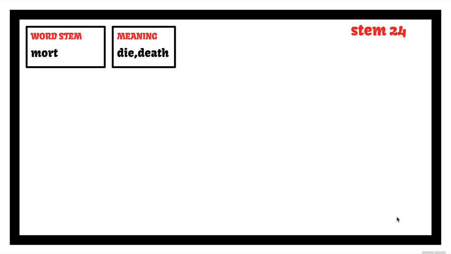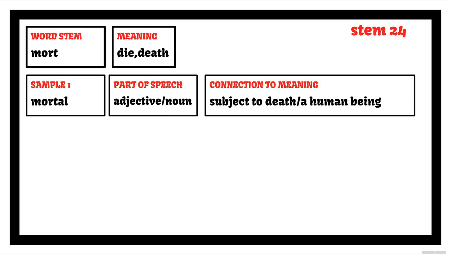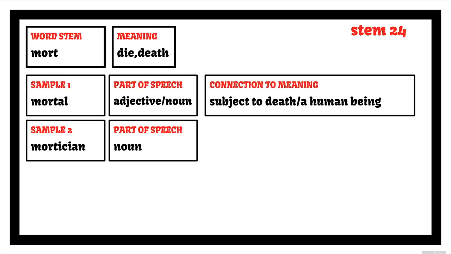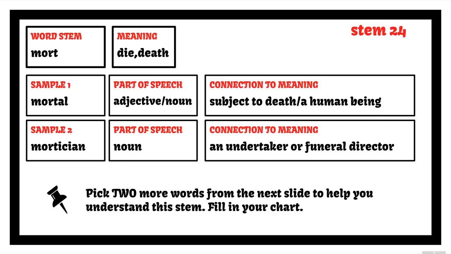Stem number 24, mort, which means die or death. The first example of a word that uses the stem mort is mortal. It's an adjective or a noun. It means subject to death, a human being. Mortician is a noun as well. It's an undertaker or funeral director.